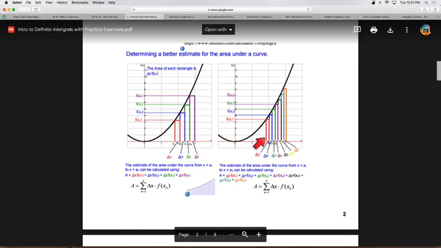Now here you can see I added 7 partitions. It's the same general width, but I divided that width into 7 equal parts. So now I have a new delta x. My new delta x is a little bit smaller, and my approximation is a little bit better.